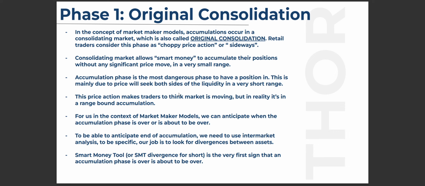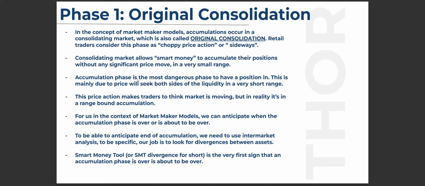Consolidating markets always allow smart money to accumulate their positions without any significant price move within a very small range. So in the consolidation phase, market is not going to move or have big swing legs. It's going to consolidate within a small range, which can get frustrating for traders unless they know what a consolidation is, or unless they have a way to anticipate a consolidating market. And this phase is usually where the accounts get blown up. So be careful with that. You need to have a model or have a way to be able to understand the consolidations and anticipate that the market is in a consolidation phase.